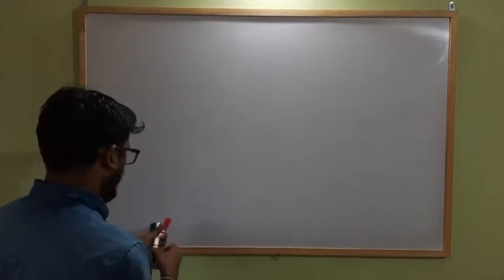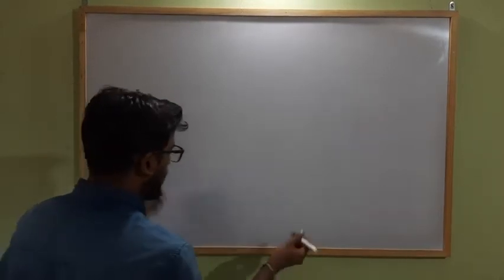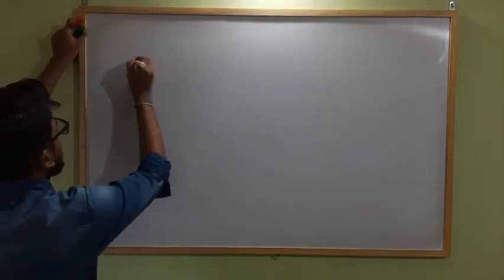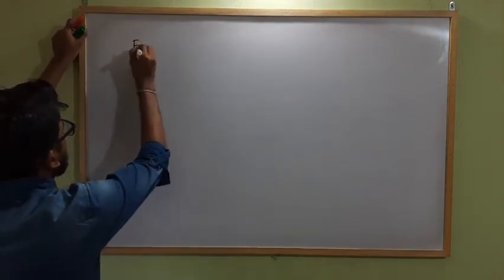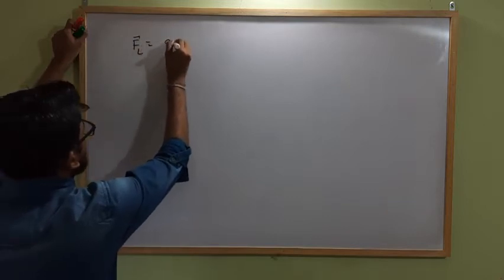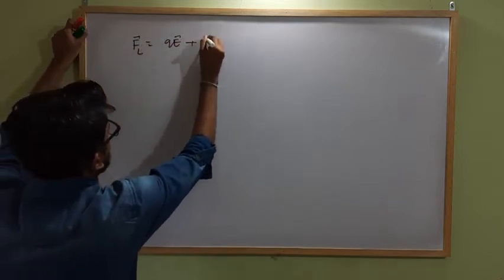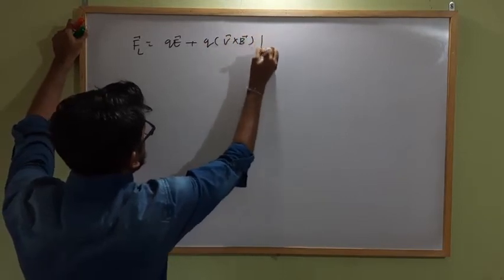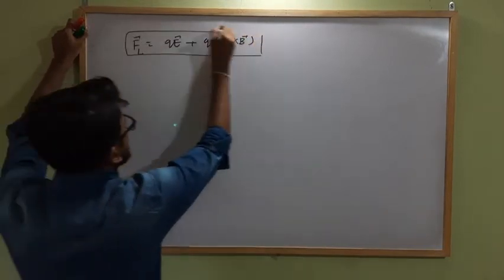So now let us discuss some more applications of the Lorentz force. The Lorentz force acts only when a charge is placed in a field having both electric and magnetic field. So the Lorentz force F_L is given as how much? q E plus q into v cross B. Okay, this is the expression for the Lorentz force.